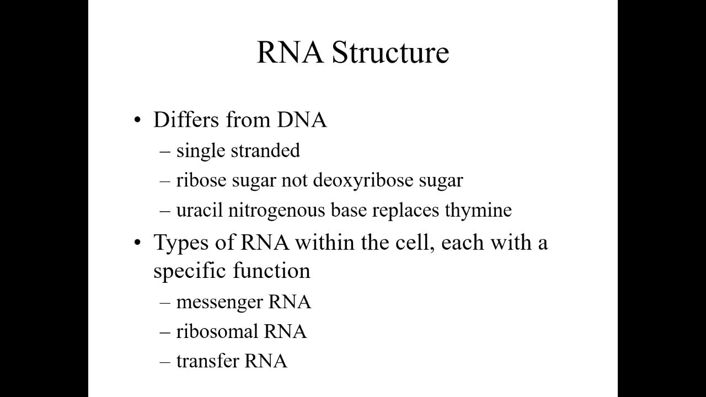Slight differences from DNA to RNA is that RNA is single-stranded rather than double-stranded. It has a ribose sugar instead of the deoxyribose sugar, and uracil replaces the thymine. There are 3 types of RNA located within the cells, and each one has a specific function. You have your messenger RNA, ribosomal RNA, and transfer RNA.